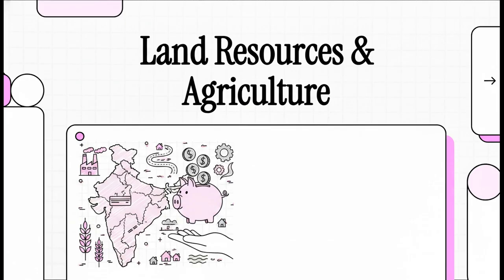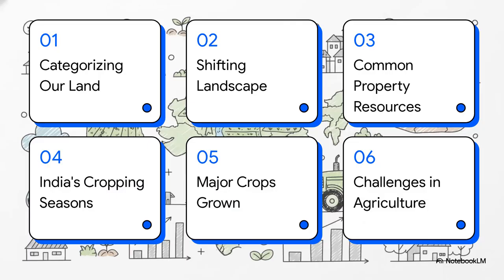Every new road, every new factory, and literally every grain of wheat we grow has to come from this exact same account. All right, let's dive right into this explainer.